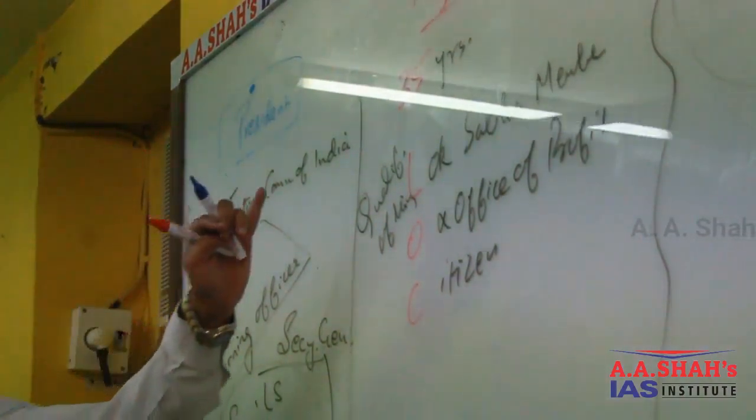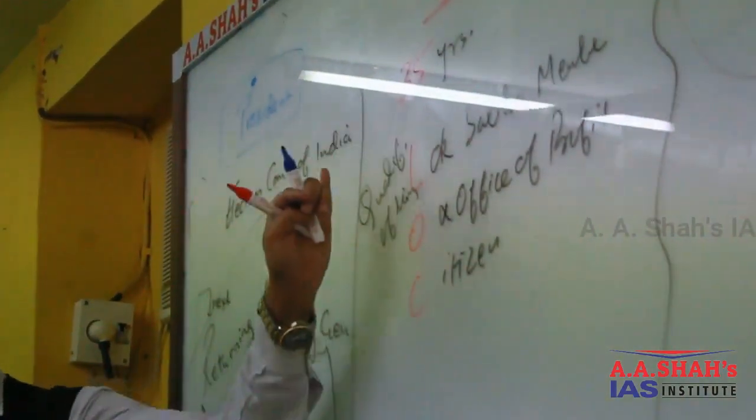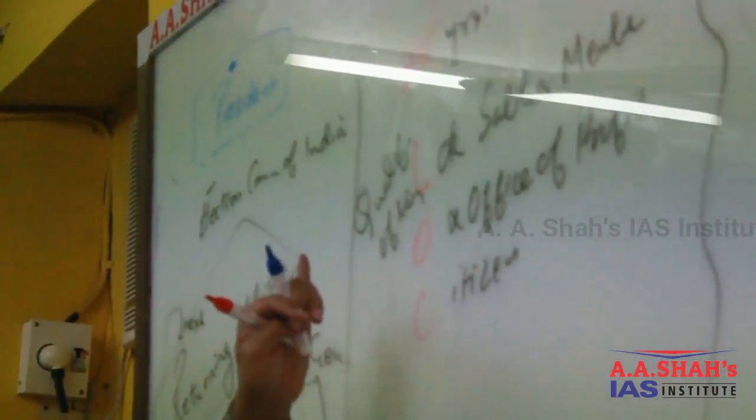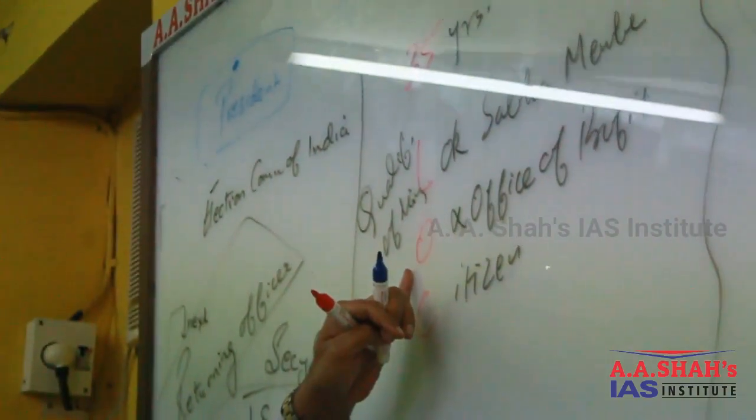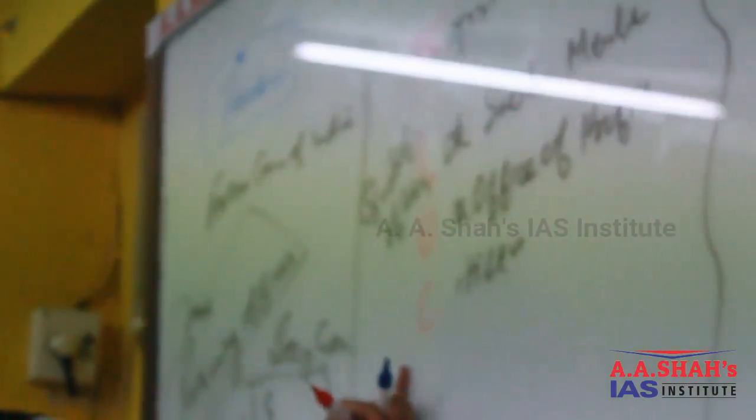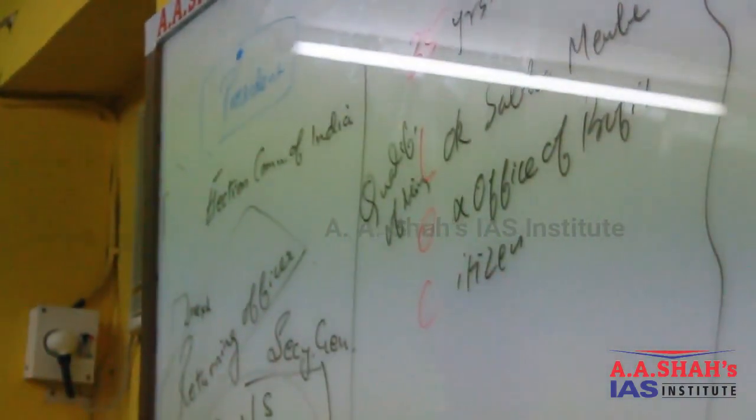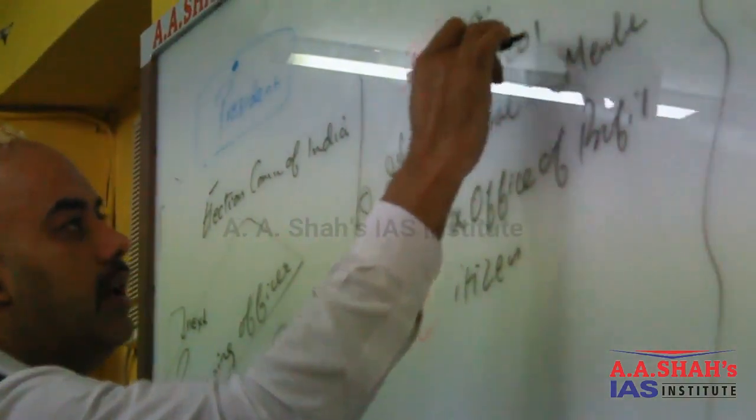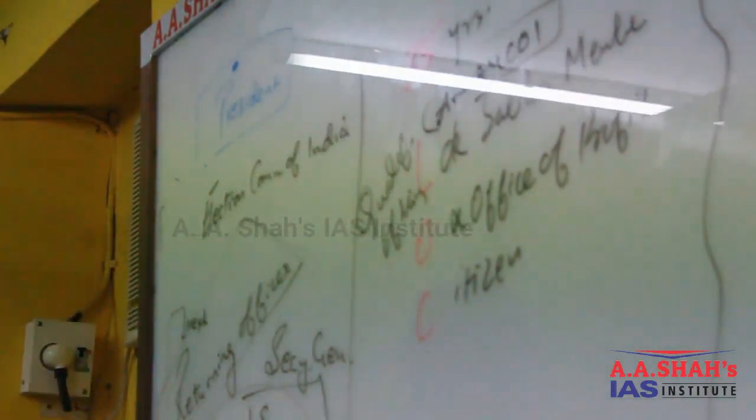So what is the qualification? 35 years is the qualification of being a president. He should have no holding of any office of profit and he should be a citizen of India. The qualification of a Lok Sabha member is given in Article 84 of the Constitution of India, just for practical reasons. Everyone is clear on this part?